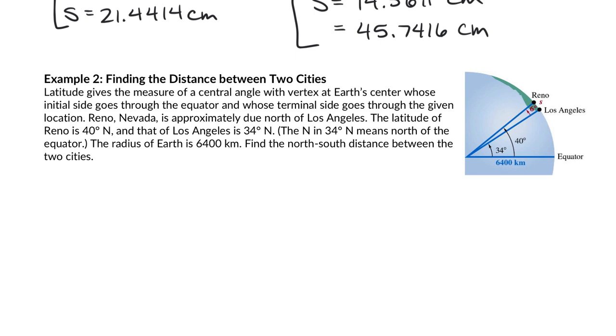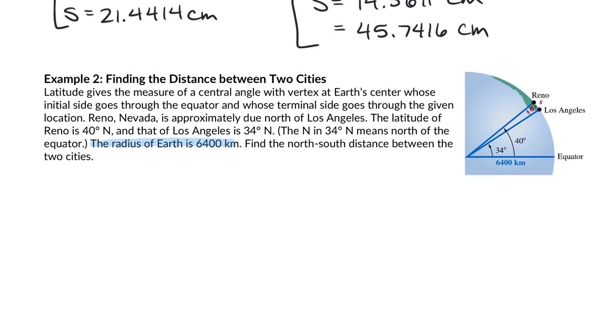Latitude gives the measure of a central angle with the vertex at Earth's center, whose initial side goes through the equator and whose terminal side goes through a given location. Reno, Nevada is approximately, oh no, it's approximately due north of Los Angeles. The latitude of Reno is 40 degrees. So I have this here drawn for you, 40 degrees. And that of Los Angeles, the latitude is 34 degrees. The radius of the Earth is 6,400 kilometers. Find the north-south distance between the two cities.